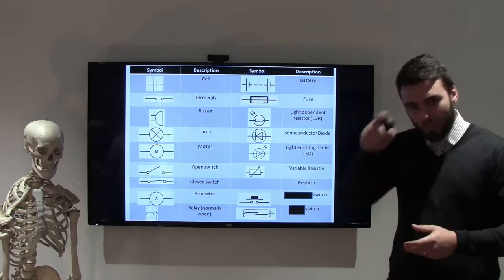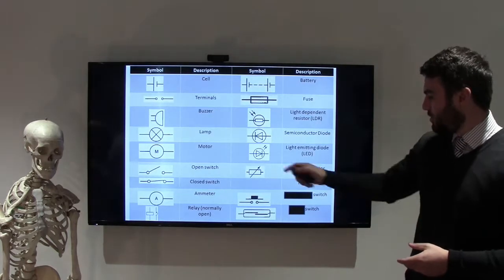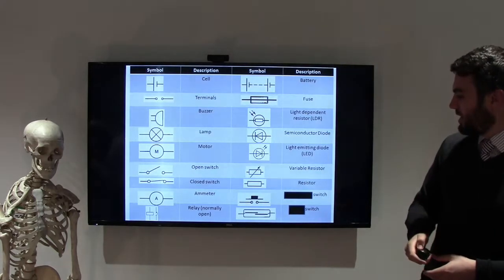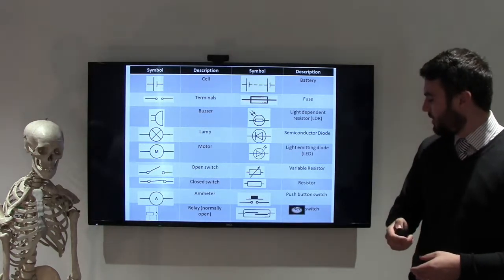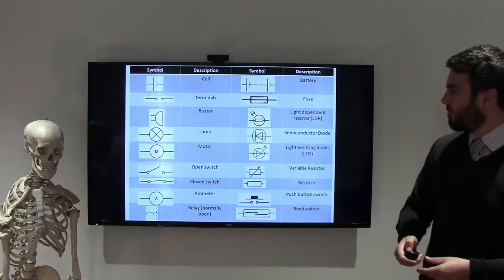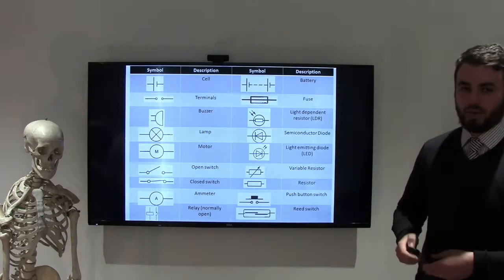Variable resistor. Well, how do I show it's variable? I draw a line through it, an arrow, shows I can change it. Resistor as it is, and these couple at the end are kind of odd ones. You don't really need to know them. I've never seen them come up, but they're on there too. There are the symbols. Go away and learn them.